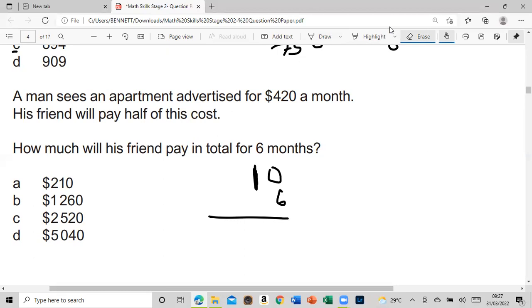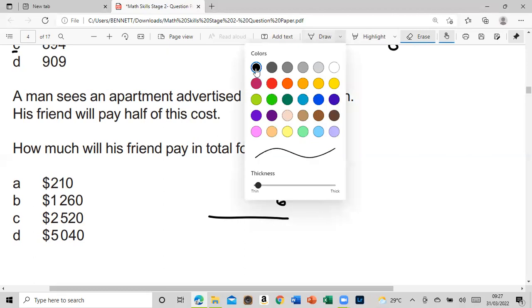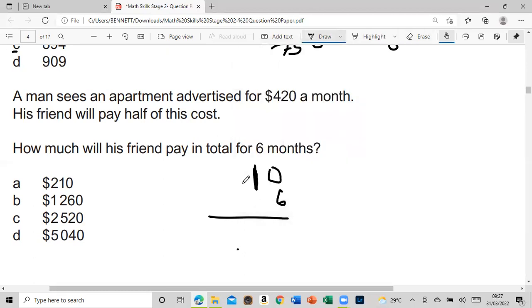Alright, so it was actually 210, guys. This can happen. I get complacent in math. So it's supposed to be 210. That's what they paid for 1 month. But they paid for 6, so it's 6 times 210, which is 1,260. Alright, let's move on.